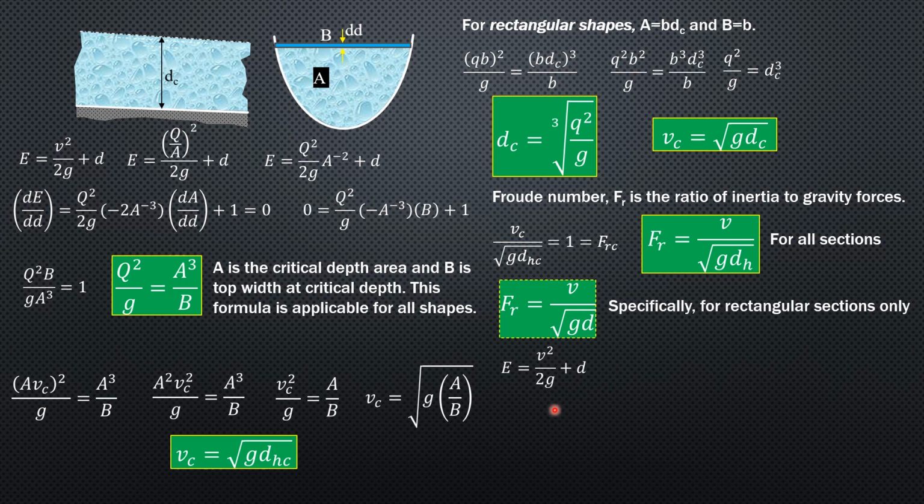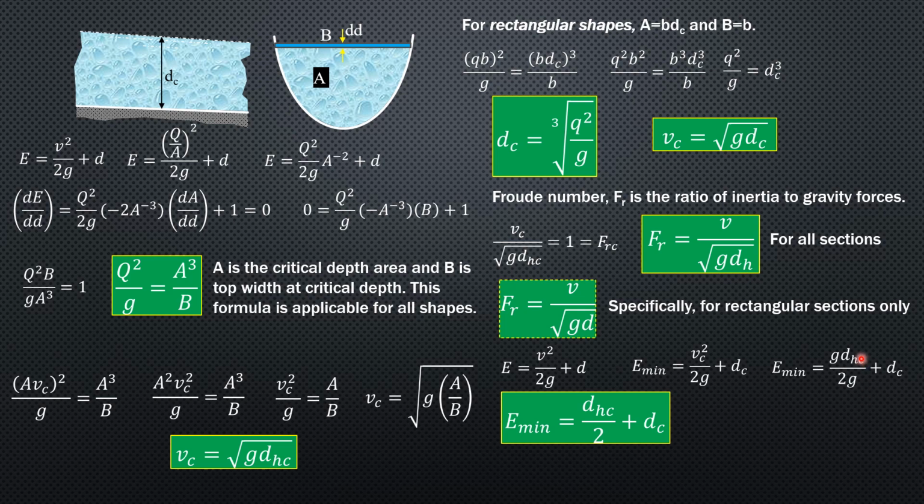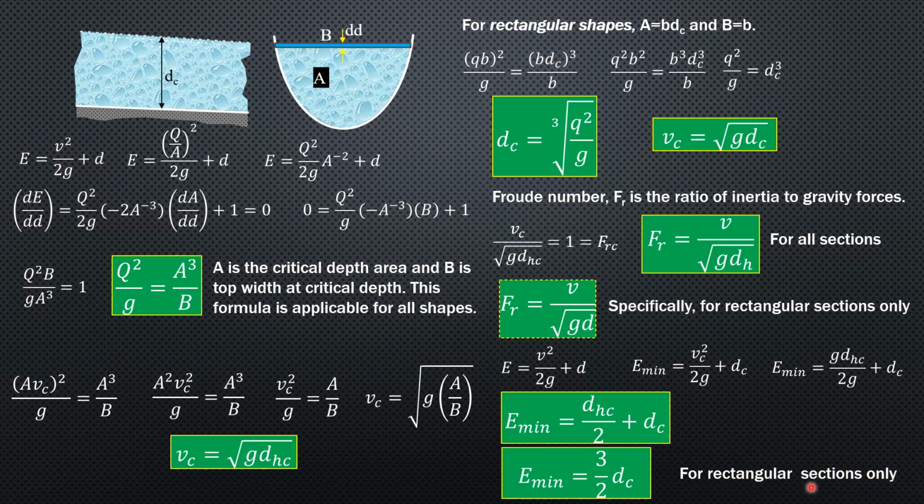So specific energy is velocity head plus depth. E minimum therefore is critical velocity head plus critical depth, as introduced earlier, and it is now clear here. So E minimum equals, since V sub C square is G times critical hydraulic depth, over 2G plus critical depth, then we can cancel G. So that's why E minimum is 1/2 of critical hydraulic depth plus critical depth. That is for all sections. And for rectangular sections, the critical hydraulic depth is simply the critical depth. So 1/2 of critical depth plus critical depth is 3/2 of critical depth. That is for rectangular sections only. The previous one is for all sections.